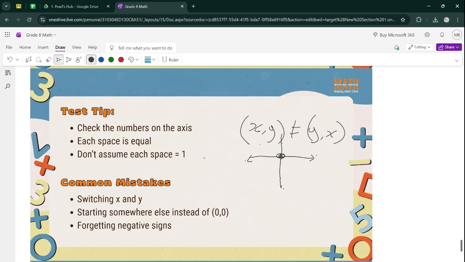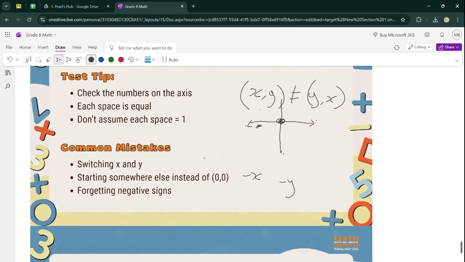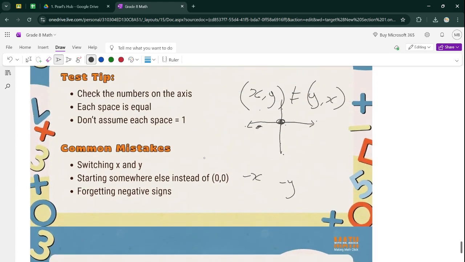Also, don't forget negative signs. Whenever you see a negative sign, don't forget it. So when we have negative X, that means you have to move to the left. And when you have negative Y, that means you are moving downwards. So make sure you take note of all this.